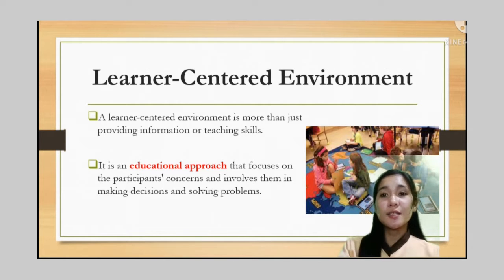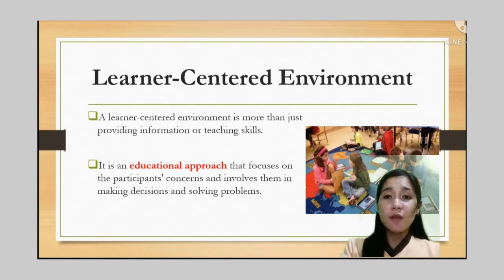So what is a learner-centered environment? A learner-centered environment is more than just providing information or teaching skills. It also develops respectful relationships and recognizes that learners are experts in their own ways. It allows the learners to share or compare their ideas or experiences within the group. It also creates a safe environment for the learners for changing behaviors, and lastly, engages the learners and is hands-on.